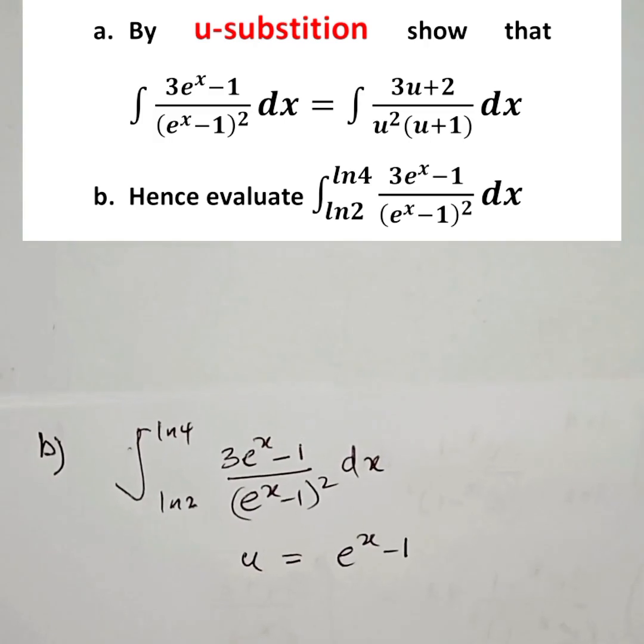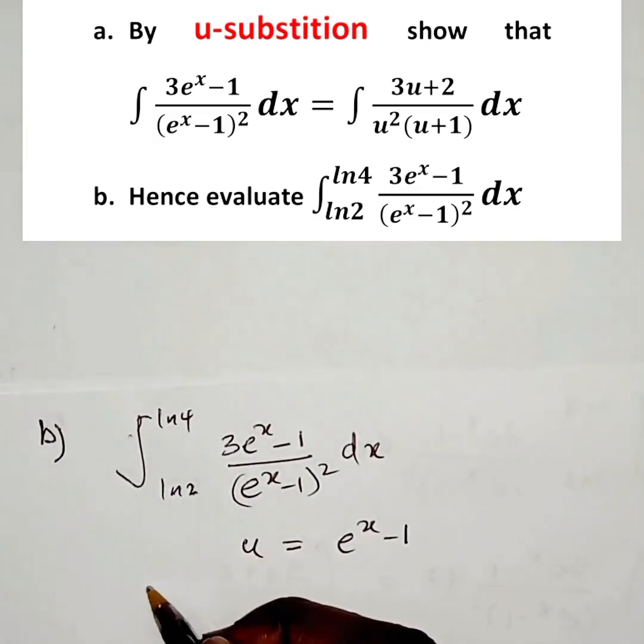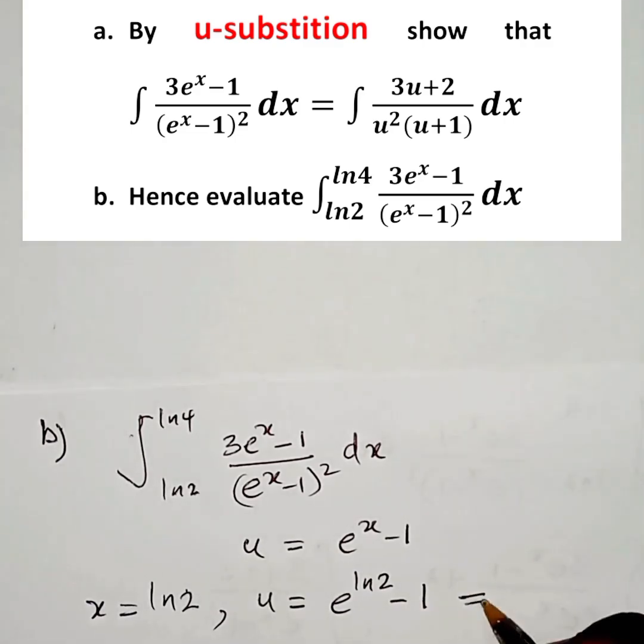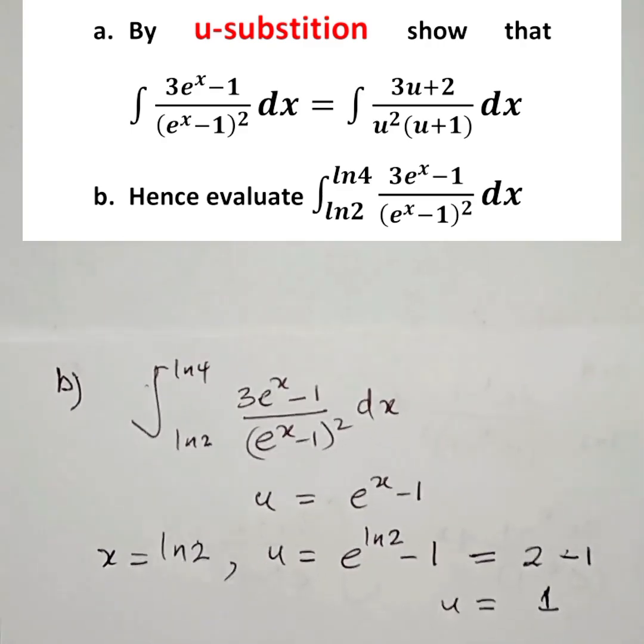So now we are going to say when x, the lower limit, when x is equal to ln 2, we have u is equal to e to the power ln 2 minus 1. And according to the laws of logarithms, e to the power ln something, you just get that something, which means that's going to give us 2 minus 1. Then we say u is equal to 1. That is when x is equal to ln 2. So we've got our lower limit for that.